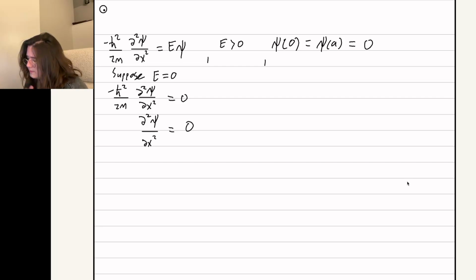You can integrate this pretty naively. The first integral of 0 is a constant. I'm going to call it a. Then the integral of that will be ax plus b.